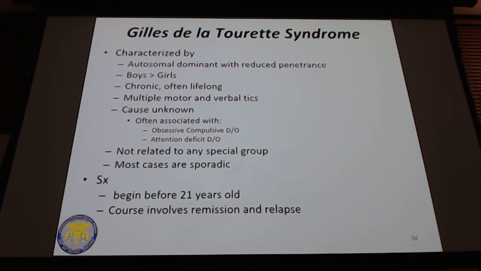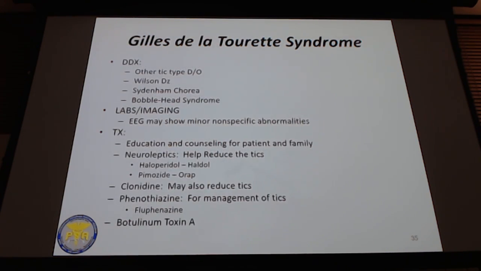So I'm just having a grand old time up here. All right, Tourette syndrome, or if you're super fancy, Gilles de la Tourette. I don't have to call it that. Tourette syndrome is autosomal dominant. Boys greater than girls. Chronic, usually lifelong. Multiple motor and verbal tics. Can be associated with OCD, obsessive compulsive disorder, and attention deficit disorder. Symptoms usually begin before 21 years of age, and then you'll see remissions and relapses, right?